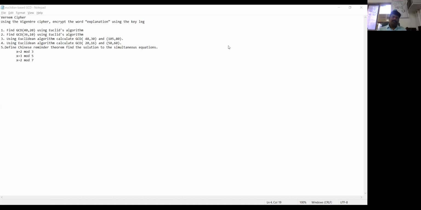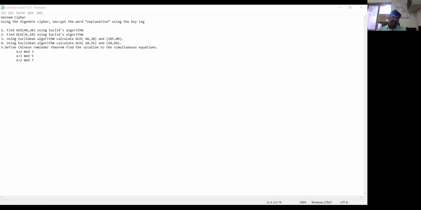Which is equal to 30 comma 18, and when we find the GCD for 18 comma 30, this can be done as 30 mod 18, which will give 18 comma 12.